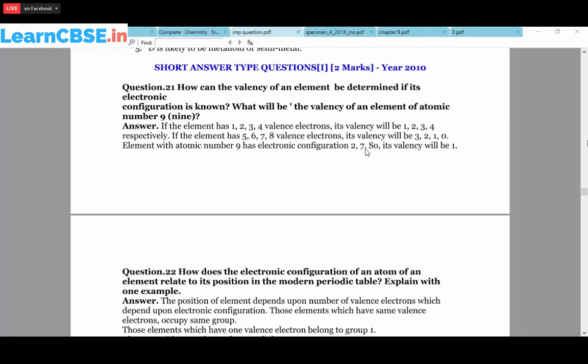So it means that the 7 is the valence electrons. It needs one more electron to fulfill the outermost shell. So the valency will be 1.